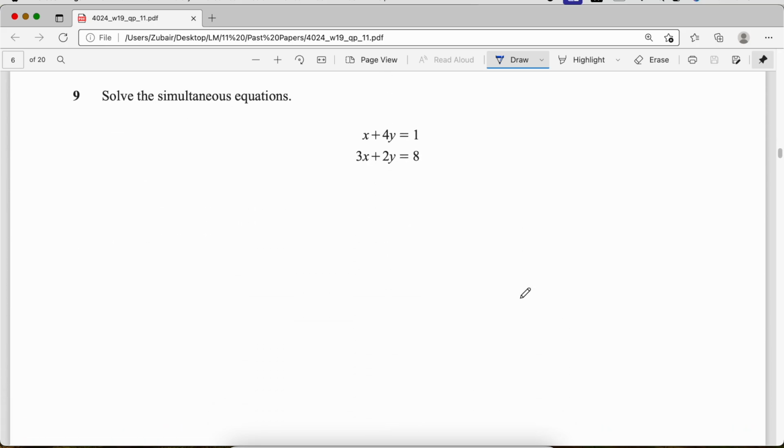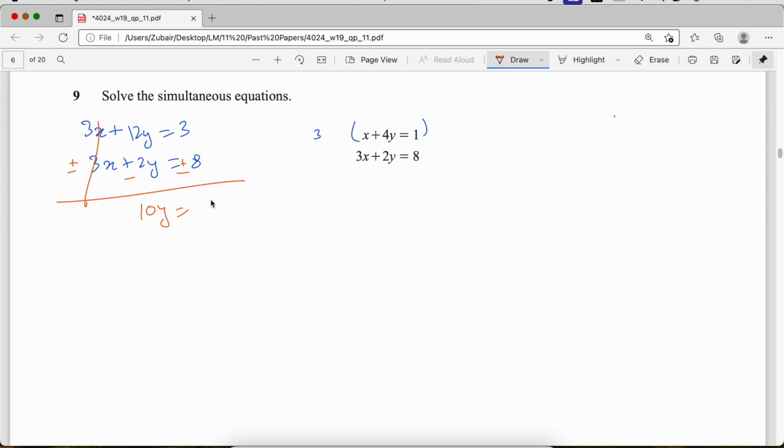Solve the simultaneous equation. Again, it depends on your practice, what you feel comfortable. I'm multiplying with 3, so that's 3x, the first one. 3x plus 12y is equal to 3. Second is just copied, 3x plus 2y is equal to 8. Now I'm going for subtraction. So signs change. We get rid of x, that's 10y is equal to minus 5. So y is equal to minus 5 by 10, leaving us with y is equal to negative 1 by 2.